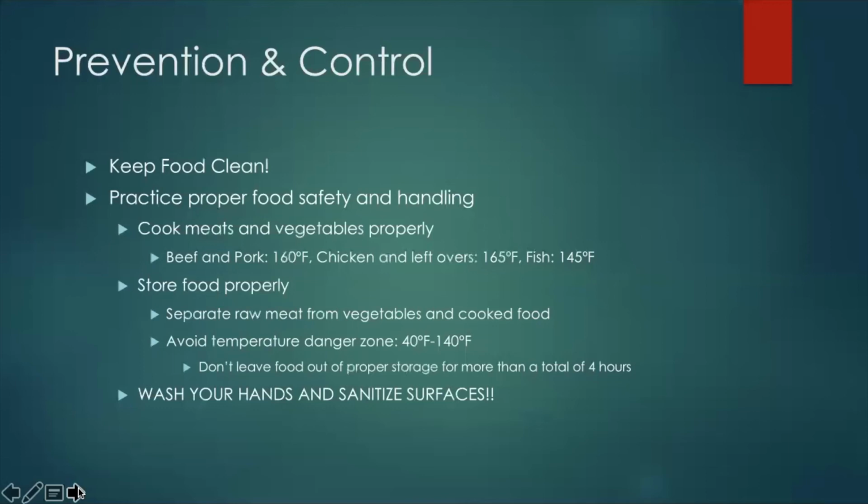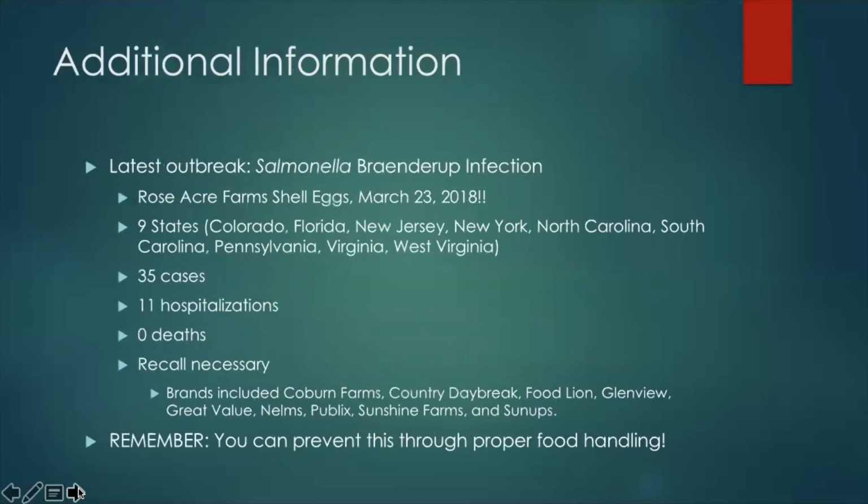The last thing we're going to cover is additional information that shows how salmonellosis is in our lives and can really be found all around us. The latest national outbreak in the United States was Salmonella branderup infection. It was traced back to Rose Acre Farms shell eggs, and the date attached to it is March 23rd, 2018. That's earlier this year. So far, there have been 35 cases reported throughout 9 different states. Those states are Colorado, Florida, New Jersey, New York, North Carolina, South Carolina, Pennsylvania, Virginia, and West Virginia. Out of those 35 cases, there have been 11 hospitalizations and 0 deaths.